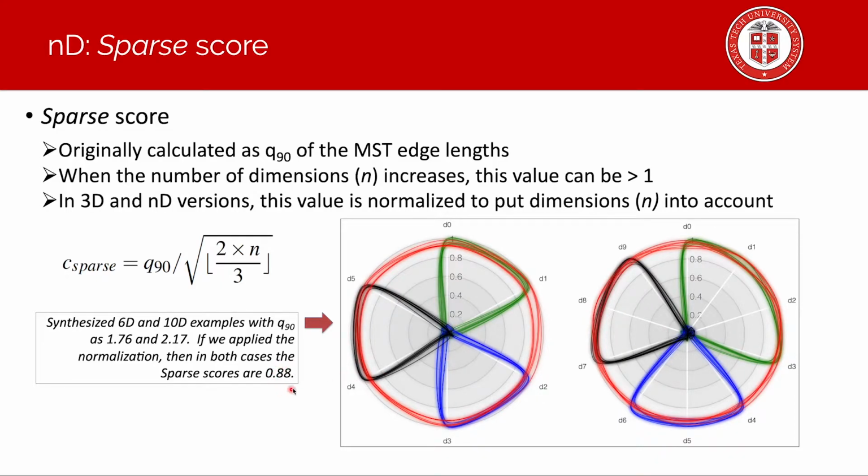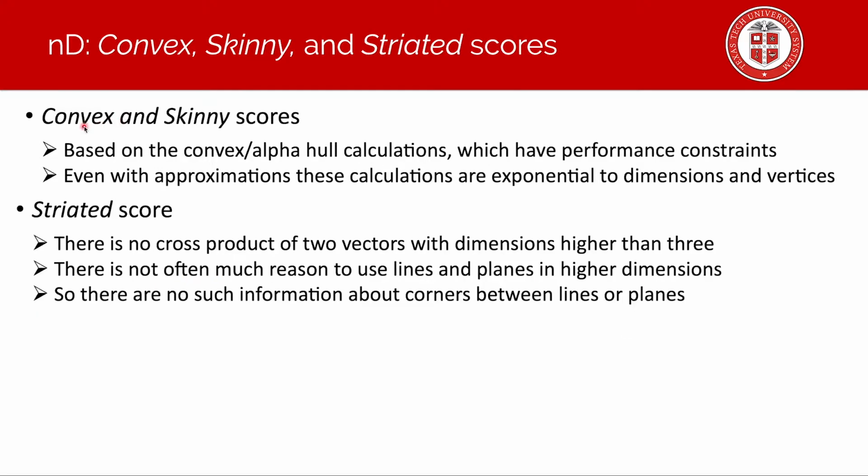This one is a reasonable number because the two plots are very similar except for different numbers of dimensions only. Convex and skinny scores are based on the convex and alpha hull calculations, which have performance constraints in higher dimensions. Even with approximation, these calculations are exponential to dimensions and vertices inside the plot. Therefore, we do not provide convex and skinny scores for this current version of the ND implementation.